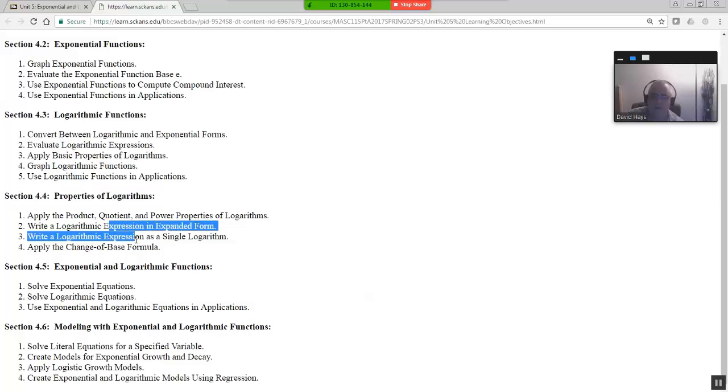Okay, so we covered those. Change of base we talked about in the previous section. So let's go down to exponential and logarithmic equations.